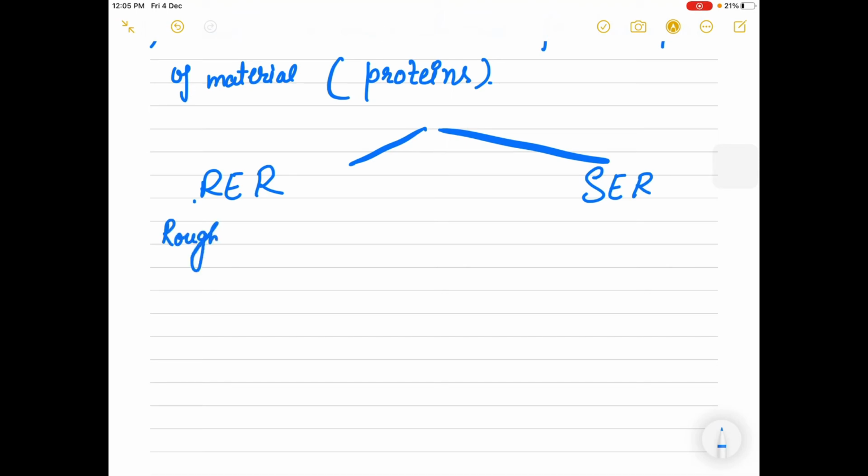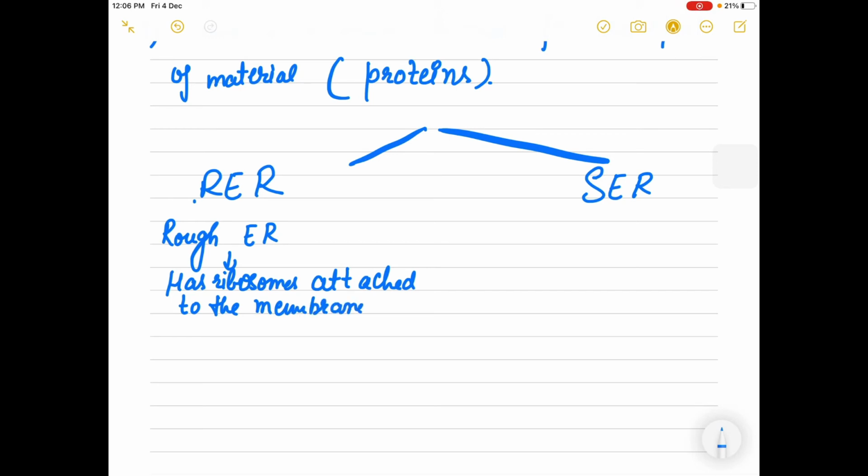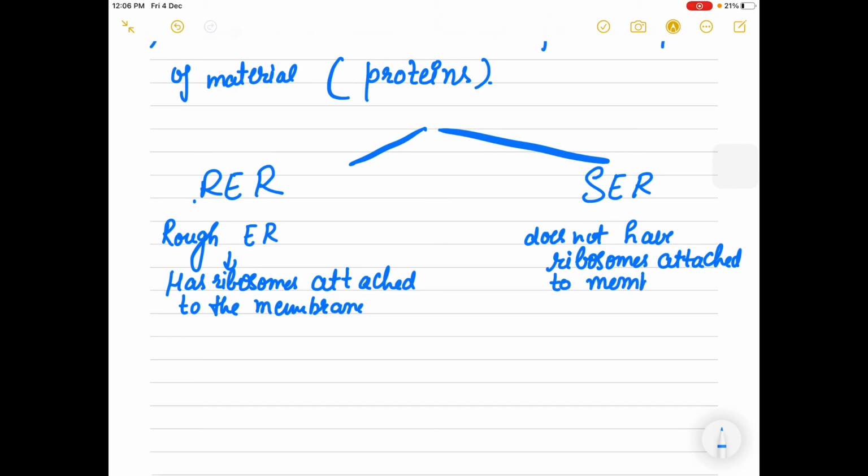Rough endoplasmic reticulum. It has ribosomes attached to the membrane. इसके साथ ribosomes होते हैं इसके पास. And SER does not have ribosomes attached to the membrane. SER does not have ribosomes, and RER, it has ribosomes attached to the membrane.